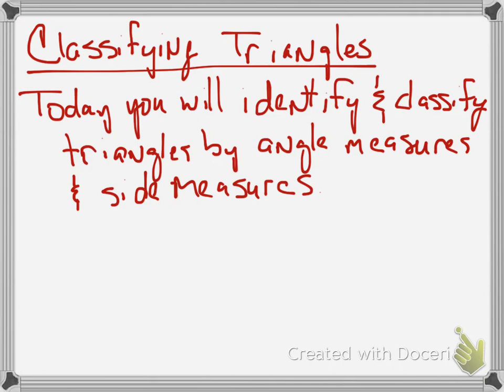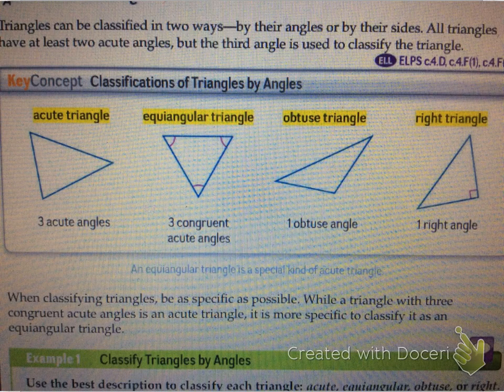So let's go to the next part. How can we classify them by angles? We have an acute triangle, which has 3 acute angles. An equiangular triangle, which has 3 congruent acute angles. You have an obtuse triangle, which has 1 obtuse angle. Notice that for the obtuse, you only need 1 obtuse, and for right, you only need 1 right.